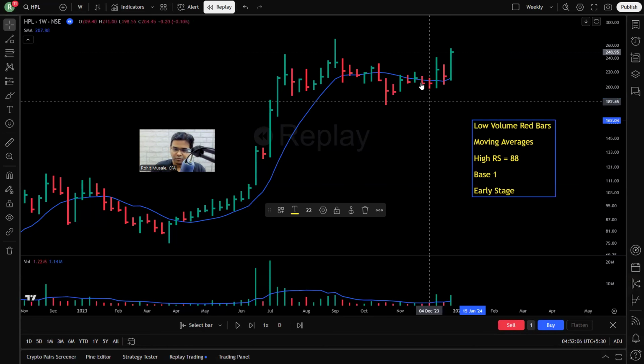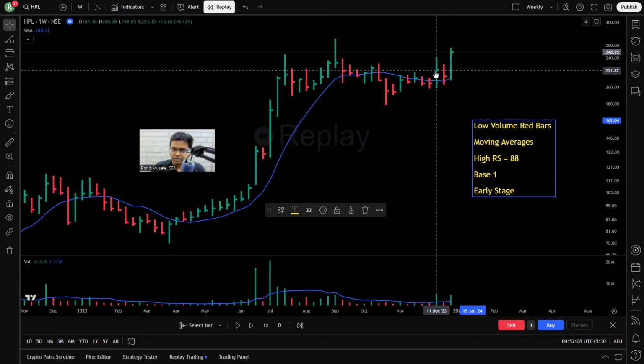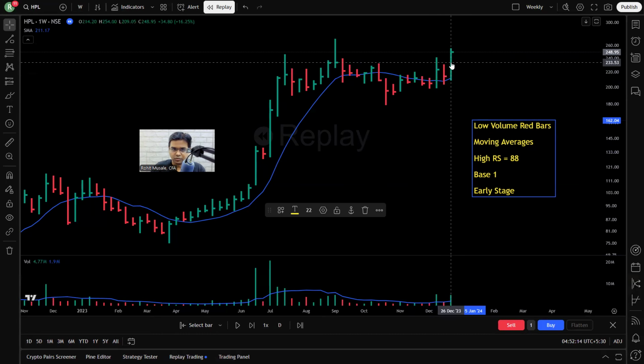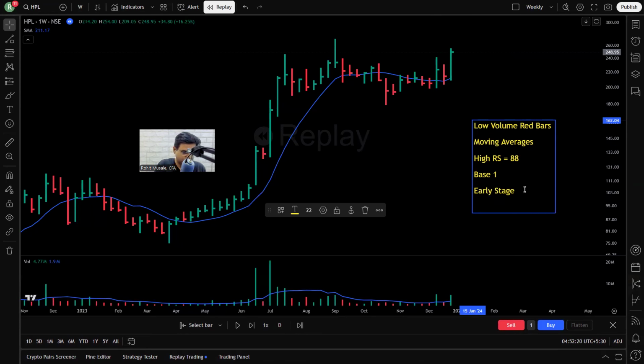Having said that, if you look at high volume bars, this one and this one, the stock shot up 9% on high volume here. Here, the stock shot up 16% on high volume, right? So, high volume green bar, that's demand. High volume green bar, that's a point in our favor.